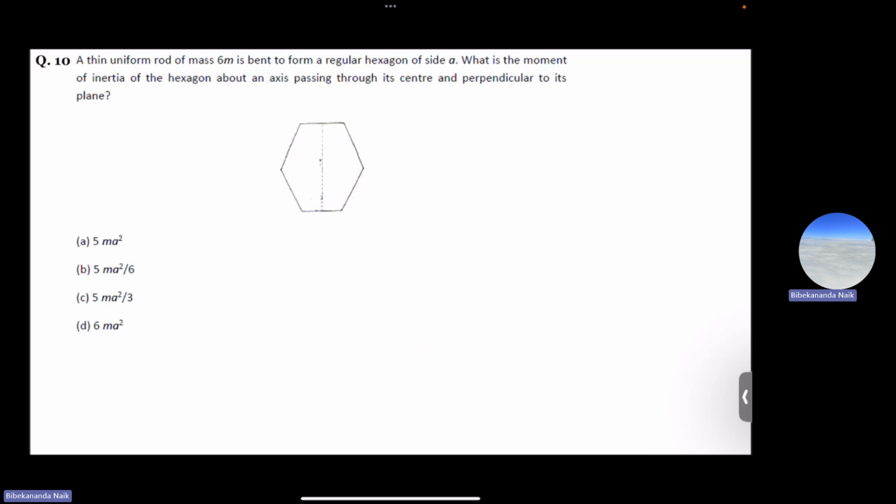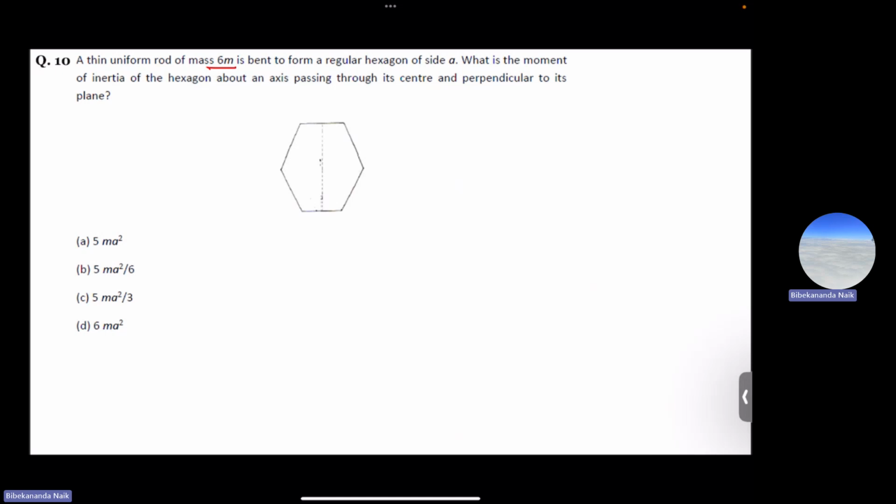Now question 10. A thin uniform rod of mass 6m and length 6a is bent into a regular hexagon of side a. What is the moment of inertia of the hexagon about an axis passing through its center and perpendicular to its plane?